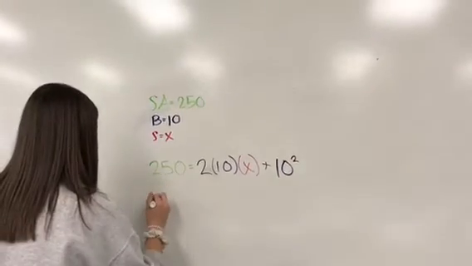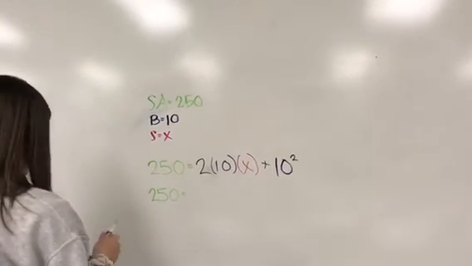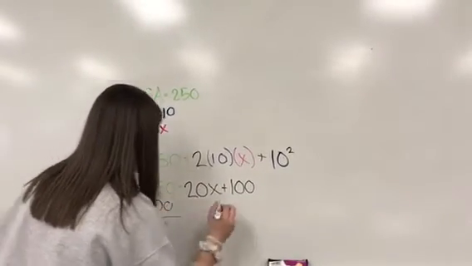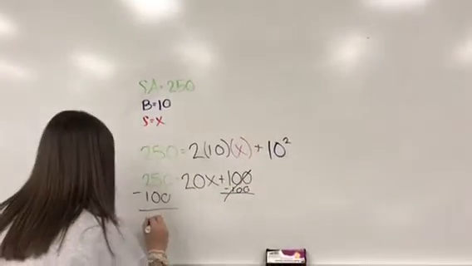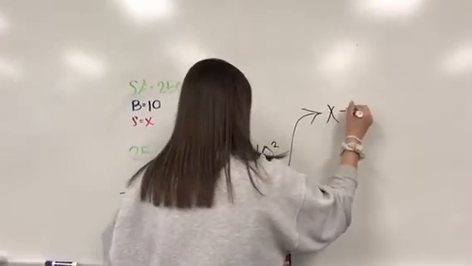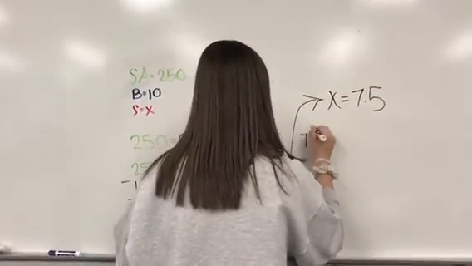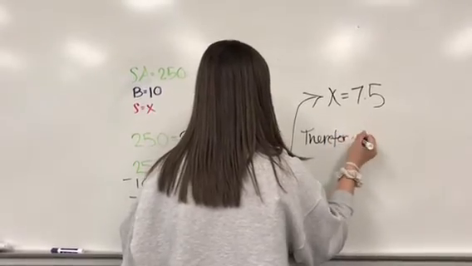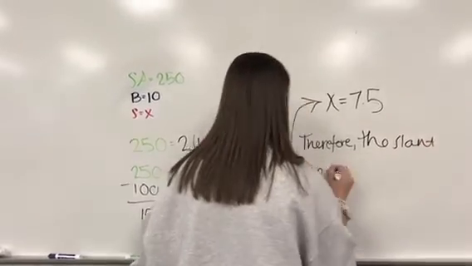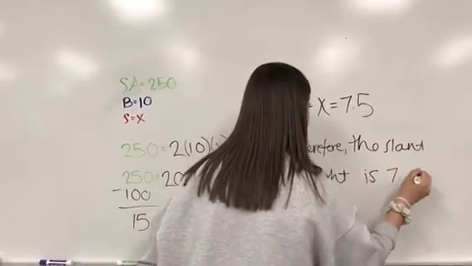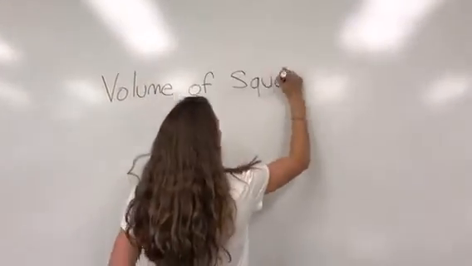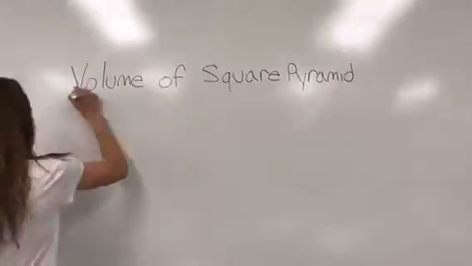Now that we finished substituting in all the known values into the equation, we can now solve by simplifying and solving for x. We're about to write down our final answer. We solved for x and got 7.5, so therefore the slant height is 7.5 centimeters. Get ready, because we're about to jump into volume of the square pyramid.